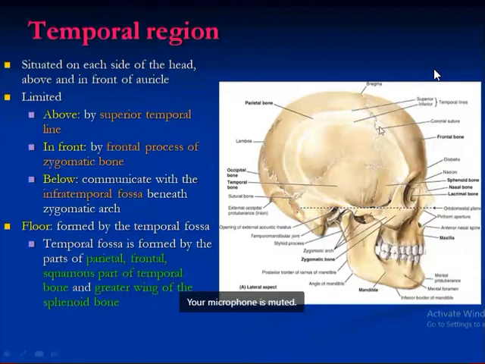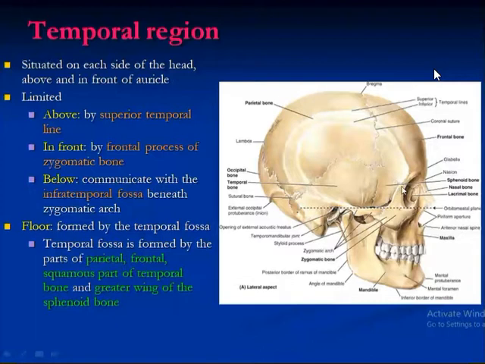Now, can you see the one in front? Anteriorly, can you see this bone? This is the zygomatic bone, and this is the process which is facing towards the frontal bone. So this is known as the frontal process of the zygomatic bone. This will form the anterior boundary. Now the next one is below.